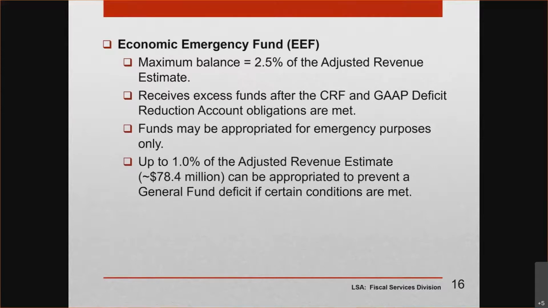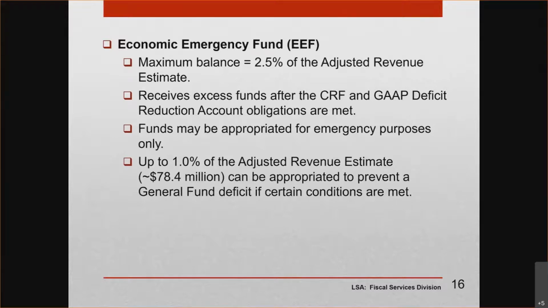And this fund has a unique provision, like I had mentioned before, where there's a contingent appropriation where up to 1% of the adjusted revenue estimate can be appropriated to prevent a general fund deficit if certain conditions are met. And those conditions are pretty easily met. One of them is the governor has to submit notification, and the other one is you have to have a deficit. And this is really to correct any deficits at the close of the fiscal year when the books are being closed and reconciled.